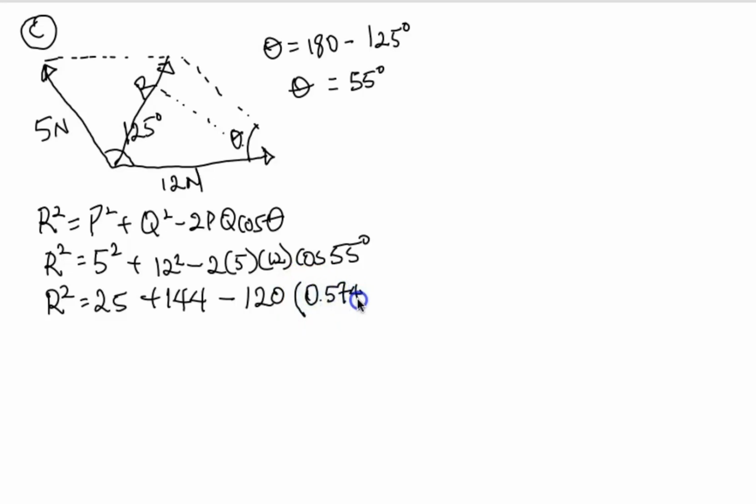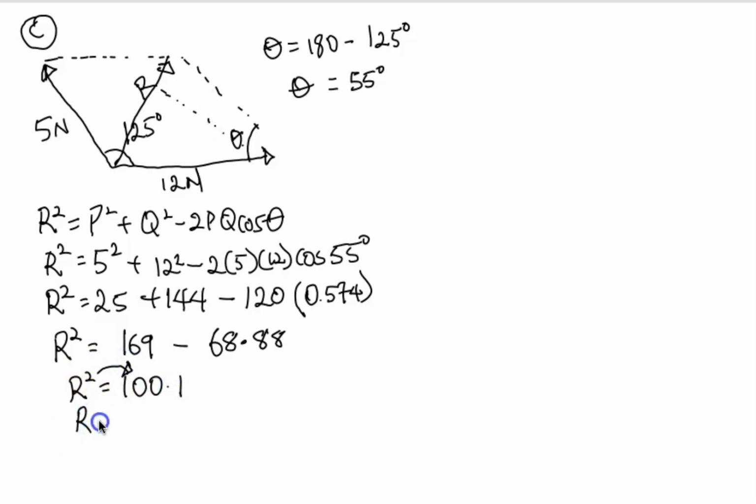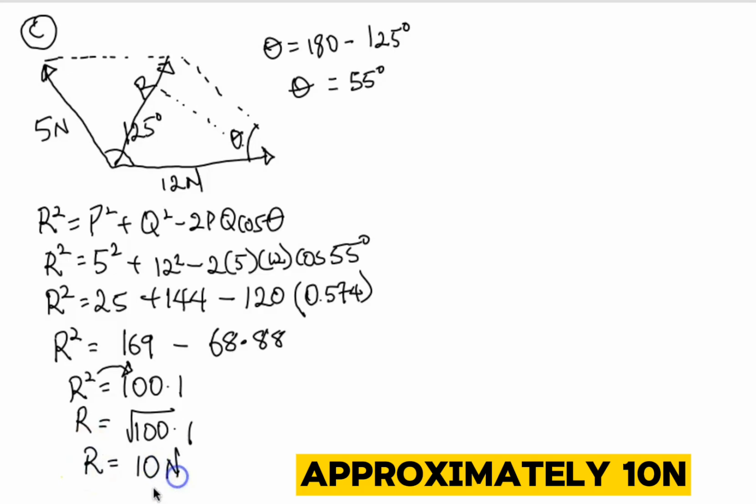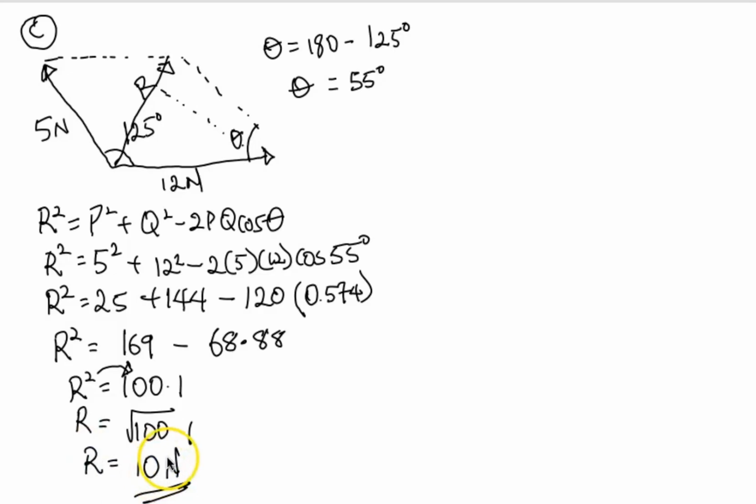0.574. So we have R squared equals 25 plus 144, which gives us 169, minus 120 times, because the bracket means times, 0.574, which gives us 68.88. So when we subtract, R squared will be 100.1. We take the square to the other side, and it becomes a square root. So R will be the square root of 100.1. Therefore, the final answer, R will be 10 Newton. But remember, this is the resultant in magnitude.